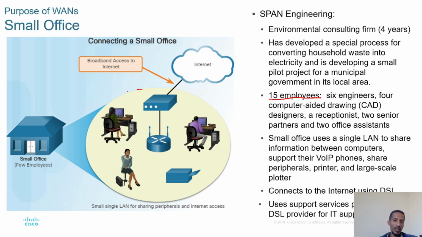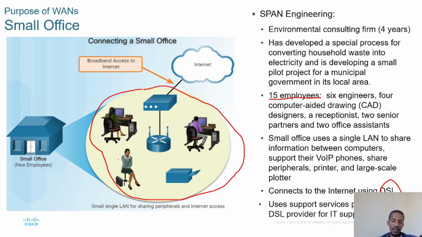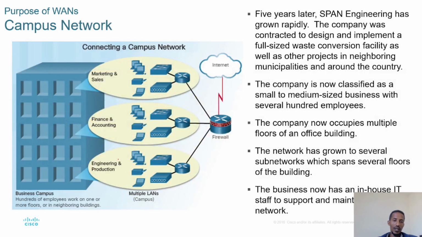In this case, you can connect them through one LAN. One LAN will be enough, and if you use DSL internet, they can easily share this DSL internet among themselves. So this is the small network. Now the network has upgraded itself. It has become a kind of campus network. You can see this is a campus network.